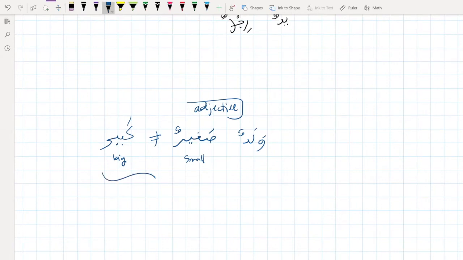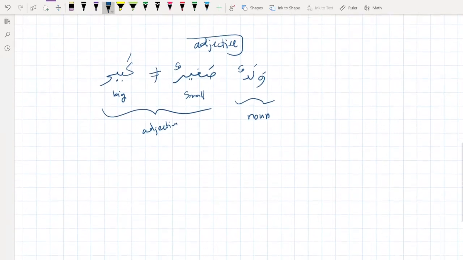So these two words are what? Adjectives, obviously, right? And this is a noun. Now, why am I making this distinction? You will see it's very important to understand, because we have to do certain things with adjectives when we make a sentence.